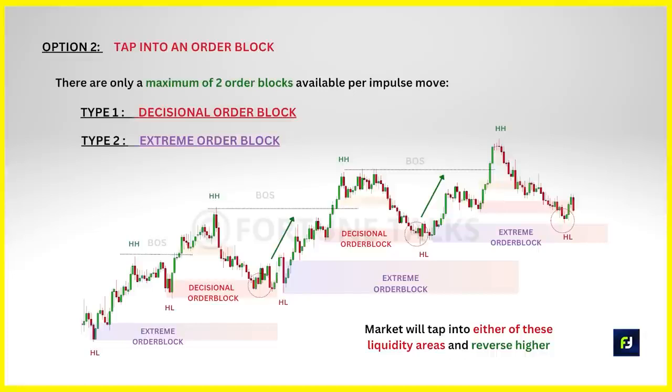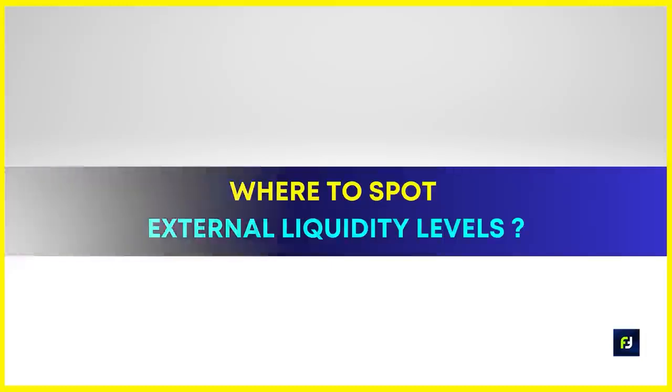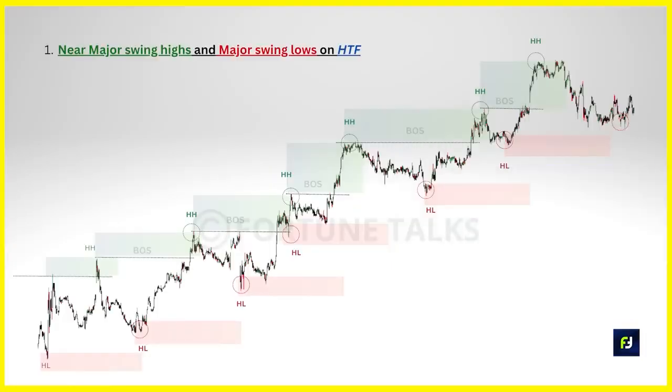We will talk about the concepts of inducements, order blocks, POI, etc. in our upcoming episodes. But I hope you have understood the overall concept behind external liquidity. Now let us briefly take a look at where to spot these external liquidity levels, or under which circumstances we can observe these levels. So as you may have already guessed, the major swing highs and major swing lows, especially on higher time frames, are high probability areas where we can find major liquidity.